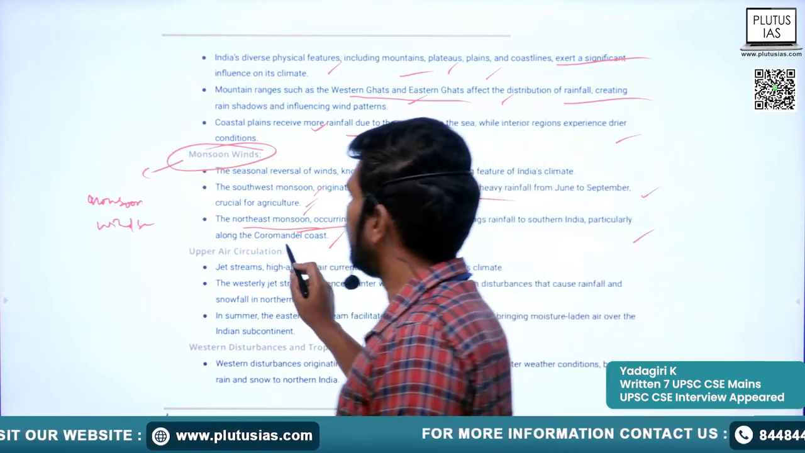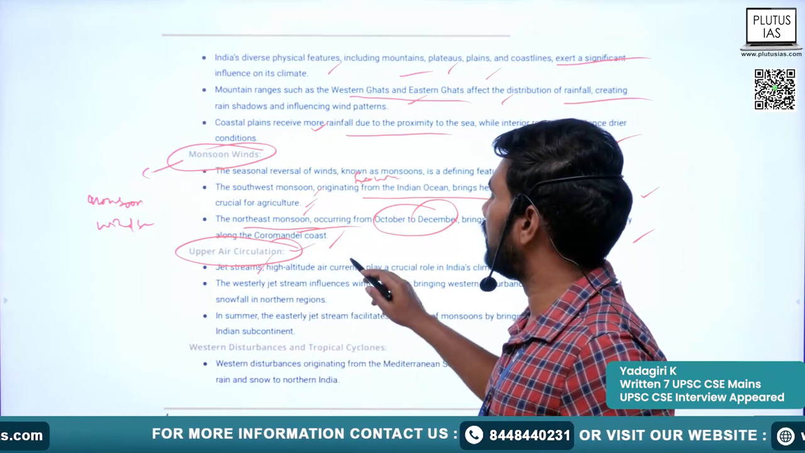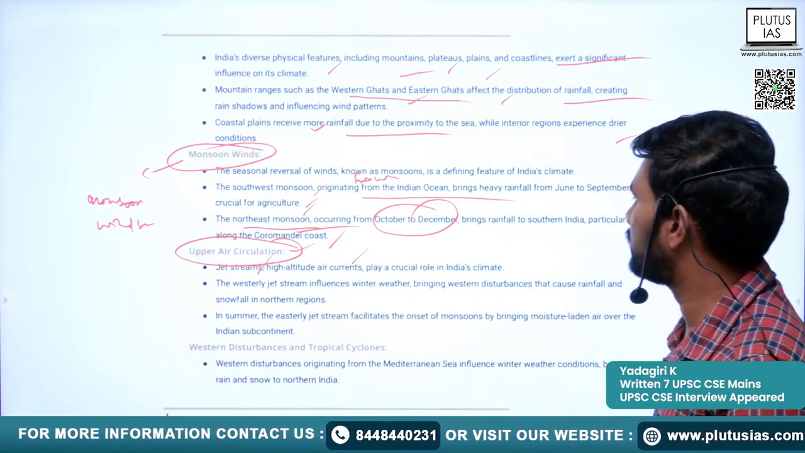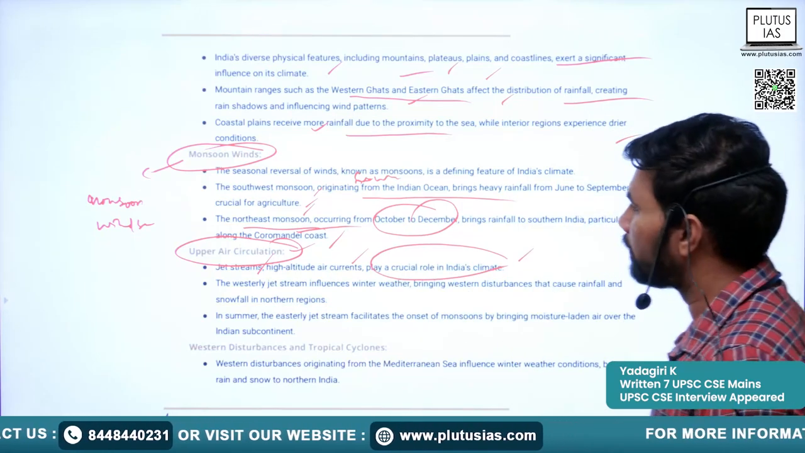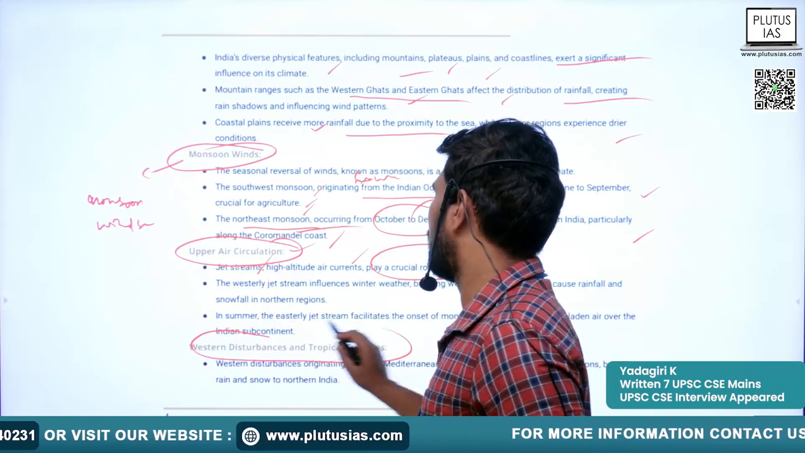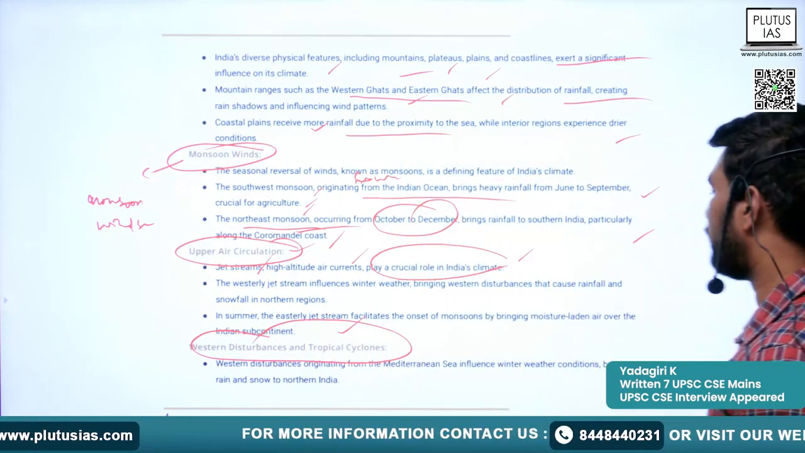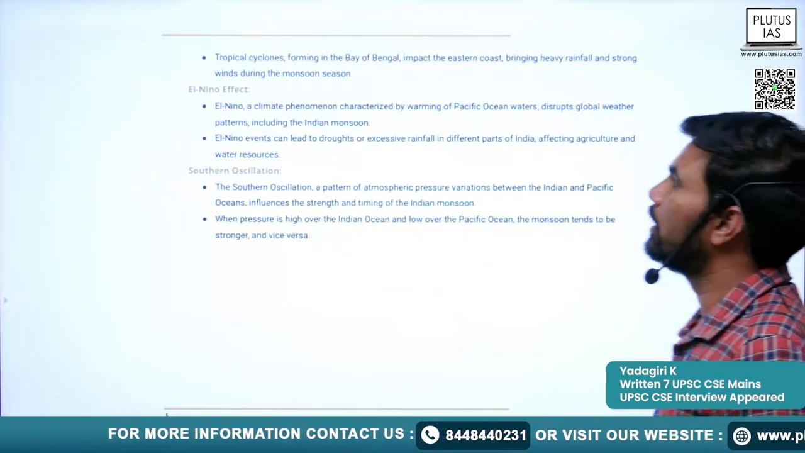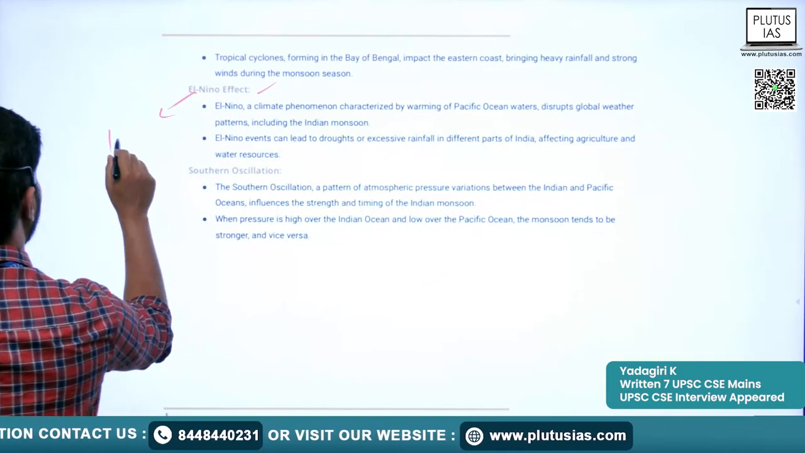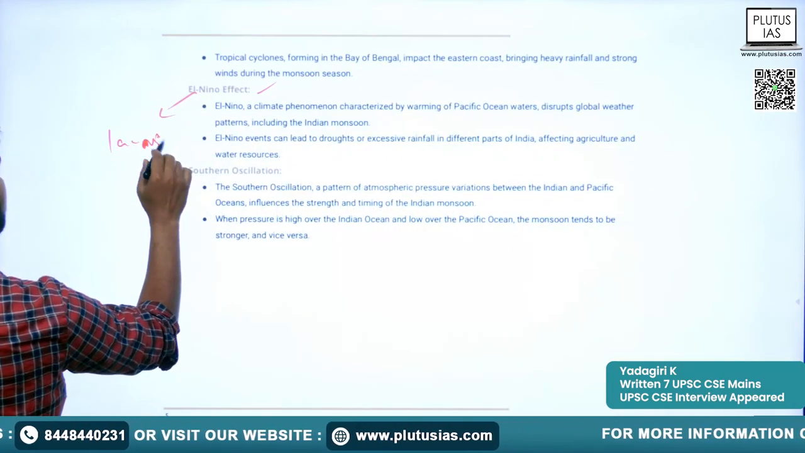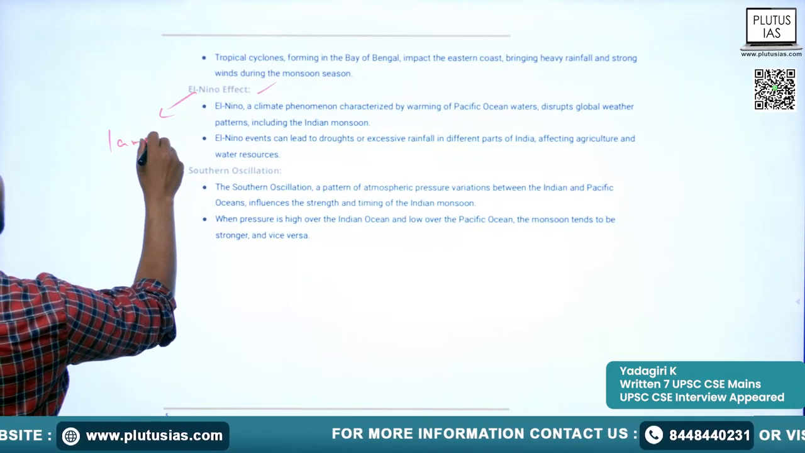Another factor is upper air circulation. Here the jet streams and high altitude circulations play a crucial role in India's climate. Apart from that, the western disturbances and tropical cyclones also play an important role in the climate of India. Similarly, El Nino and La Nina, you might be knowing, also play an important role in the climatic conditions of India.